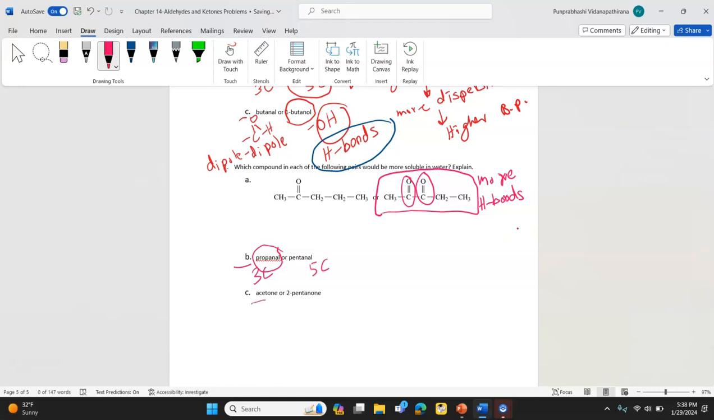And C, acetone or 2-pentanone. Both are ketones. Acetone has only 3 carbon atoms and 2-pentanone has 5 carbon atoms. Always the shorter carbon chain containing compound will be more soluble in water. Therefore, acetone will be more soluble in water. Okay, that's all for the physical properties.